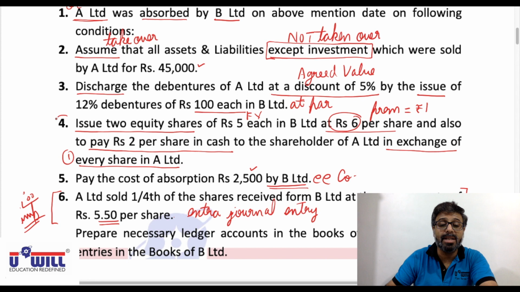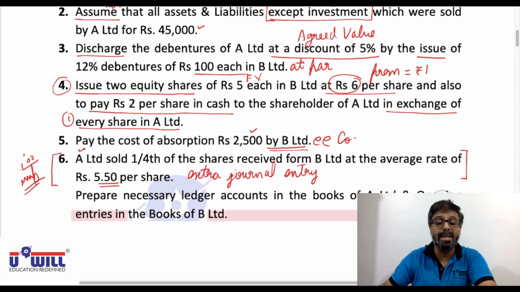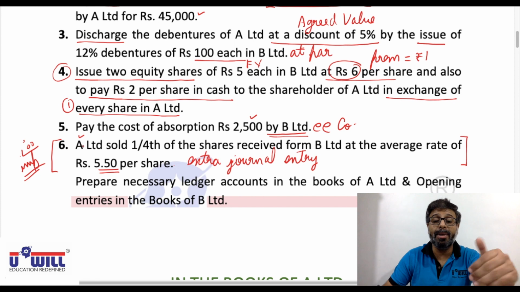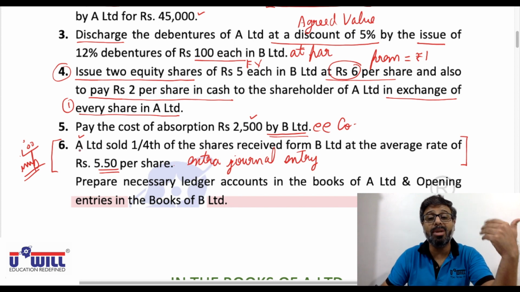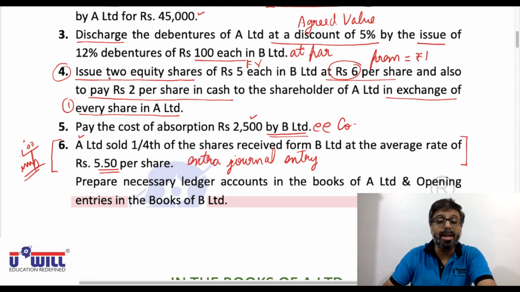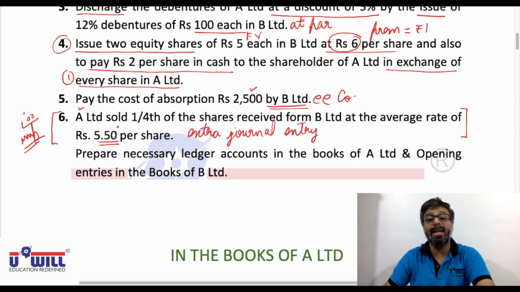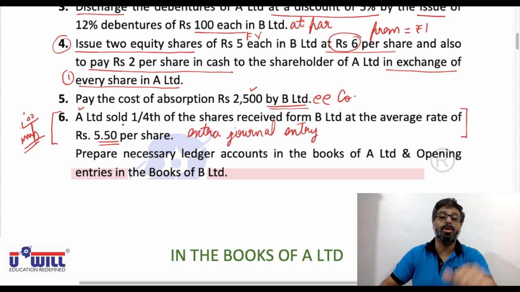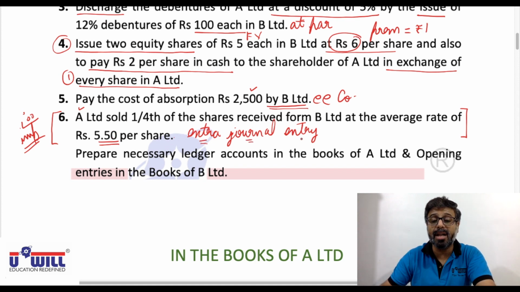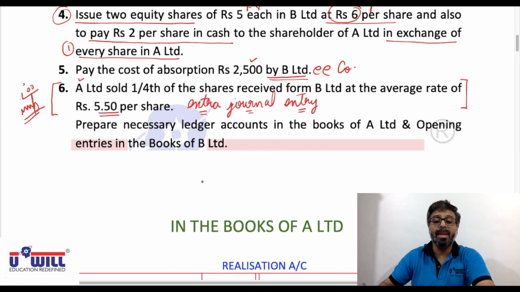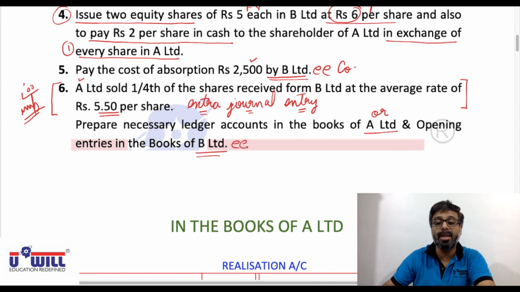Okay, why will this extra journal entry come? Whatever equity shares A company is receiving from this adjustment, up till now what we used to do at the end, we used to give that to equity shareholders. But here all equity shares will not go to equity shareholders. 1/4 of the shares are sold by A Limited at 5.5 per share, and that money received in cash will go to the equity shareholders. So this extra journal entry will come in the books of A Limited. Now see, accounting exactly same is asked. Prepare necessary ledger accounts in the books of A Limited, means transferor company, and opening entries in the books of B Limited, means transferee company.